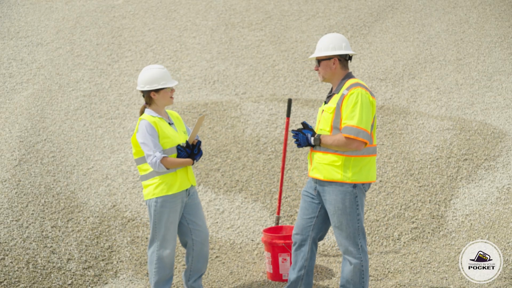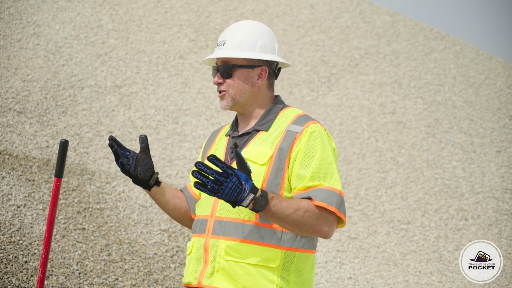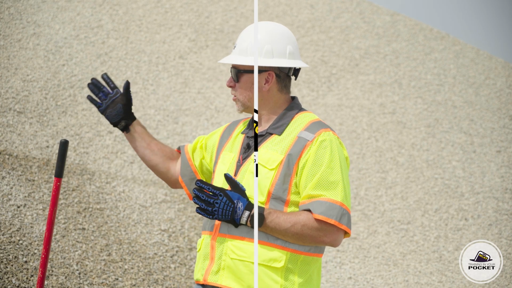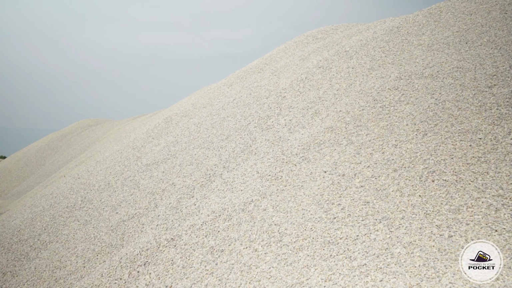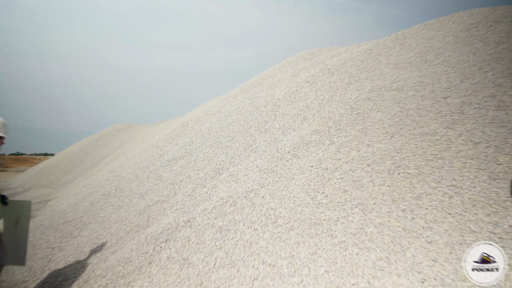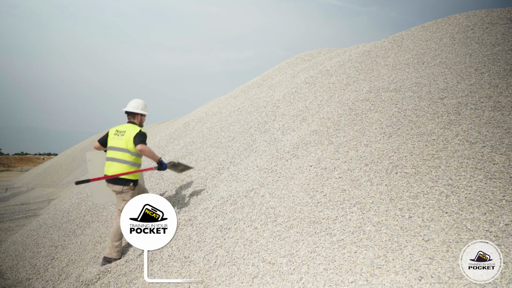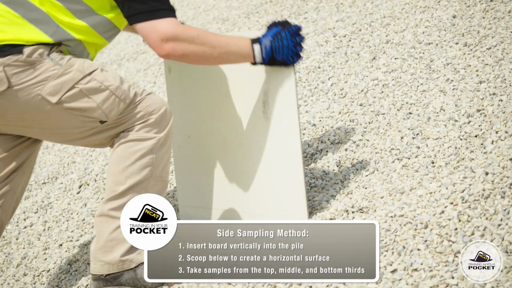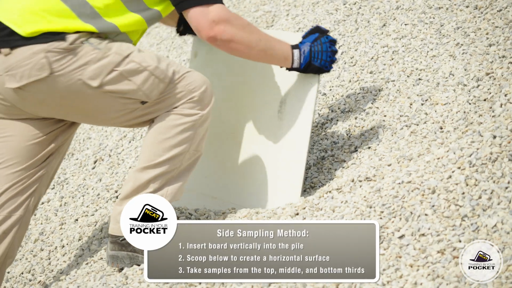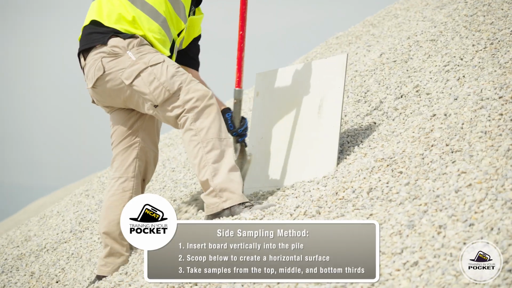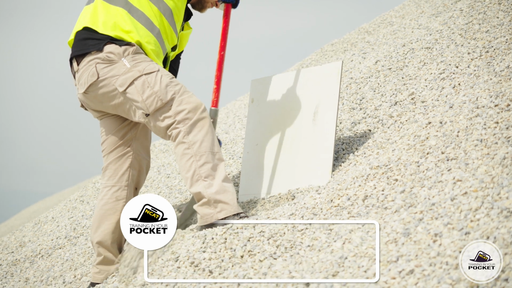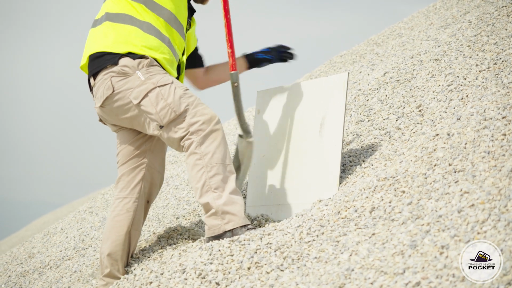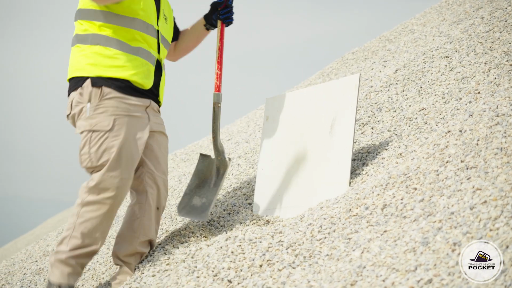Are those the most common methods? They are. So first, let's talk about sampling from a horizontal face on the stockpile. But wait, the stockpile is slanted, and it has a kind of cone shape. You're right. So what we're going to do is the technician's going to walk up onto the stockpile, take a board and push that board down into the stockpile, and then use their shovel to pull the material that's below the board away and create a horizontal surface where they can take a sample. That looks more like a road sign than a board.